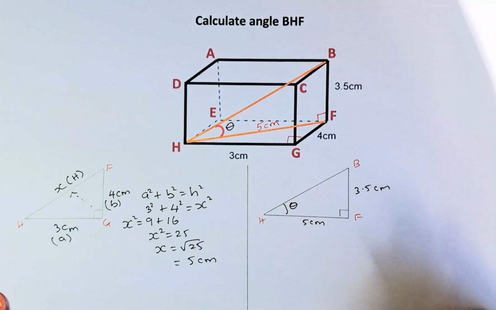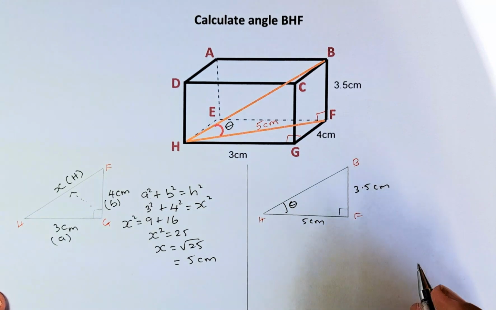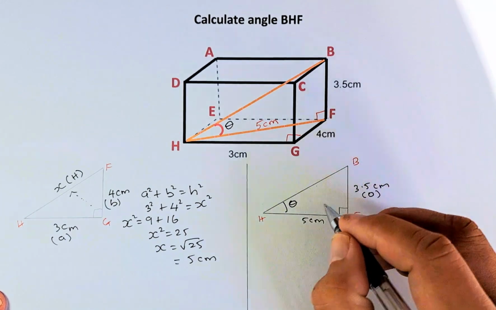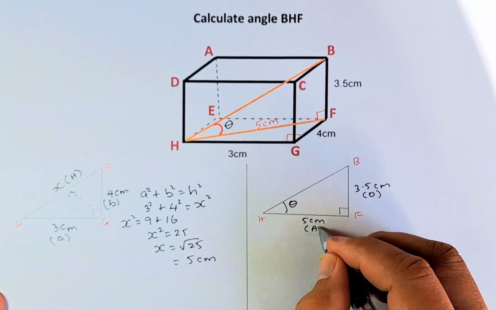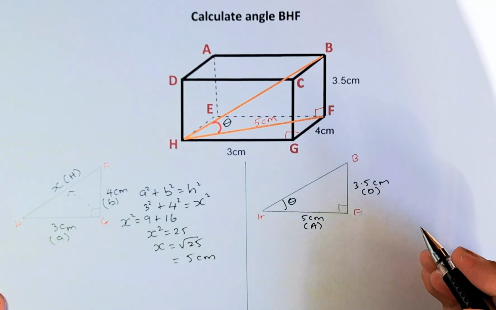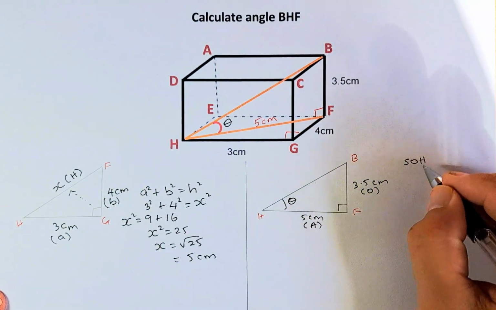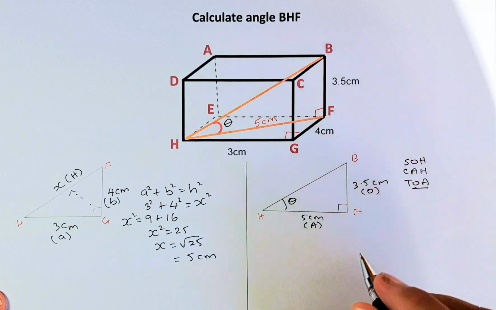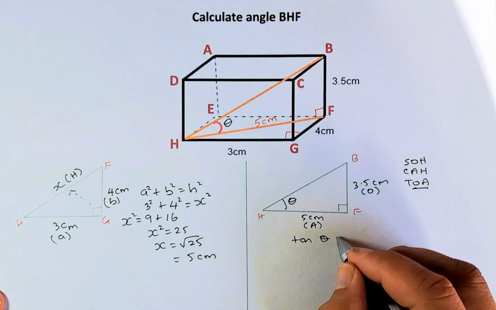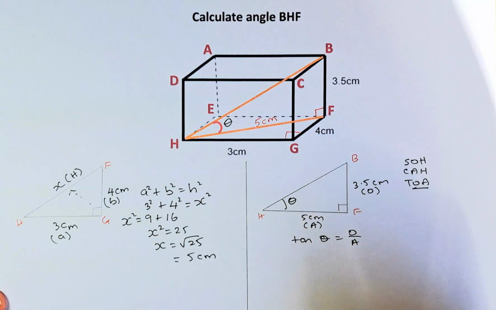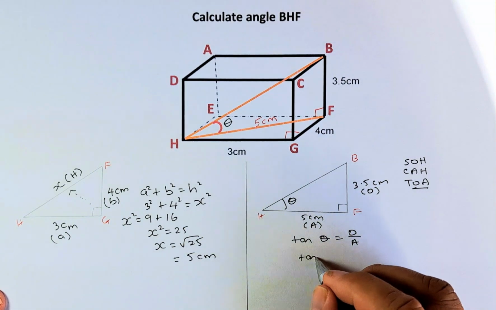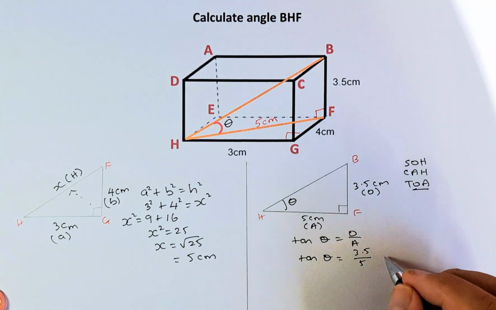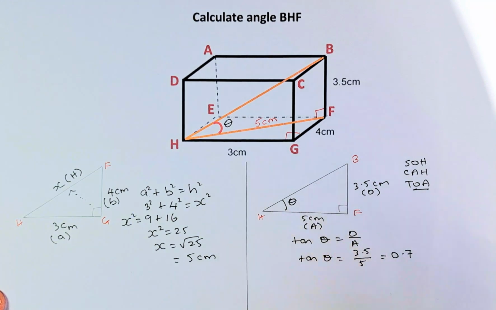Now we have done that, we are going to solve for theta, the angle theta. To do that, we need to label the sides. 3.5 is opposite of theta, and 5 is the adjacent. To solve this, we can use the formula SOH, CAH, or TOA. Because we have O and A, we have to use the tangent formula. So tangent theta equals opposite over adjacent. The next step, we're going to substitute in the values. So tangent theta equals O, which is 3.5, over A, which is 5. Put it in your calculator, it is going to be 0.7. So tangent theta is 0.7.